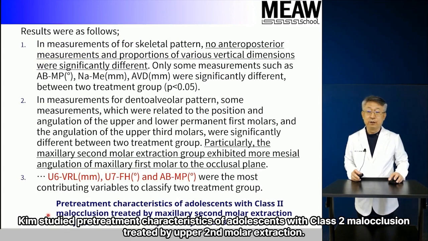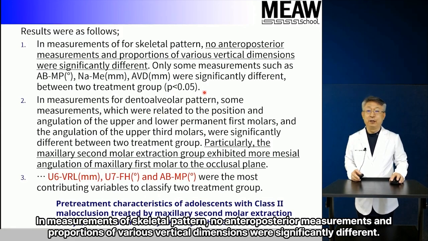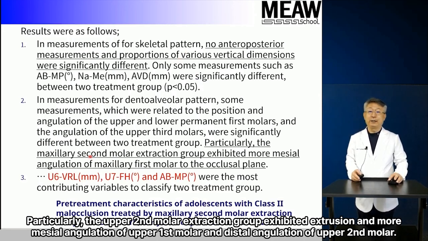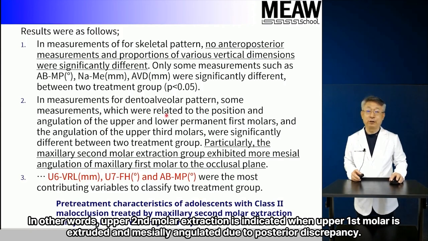Kim studied pre-treatment characteristics of adolescents with Class II malocclusion treated by upper second molar extraction. In measurements of skeletal pattern, no anteroposterior measurements and proportions of various vertical dimensions were significantly different. Particularly, the upper second molar extraction group exhibited extrusion and more mesial angulation of upper first molar and distal angulation of upper second molar. In other words, upper second molar extraction is indicated when upper first molar is extruded and mesially angulated due to posterior discrepancy.